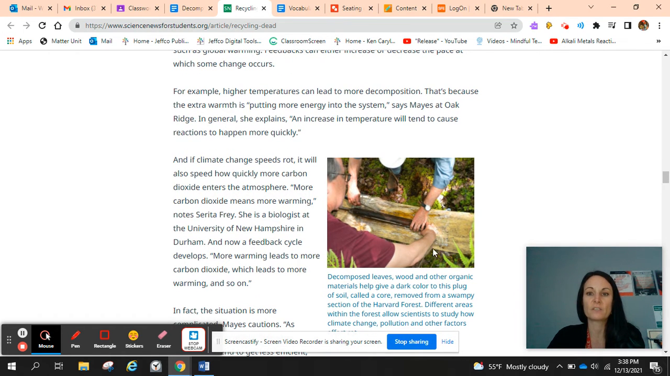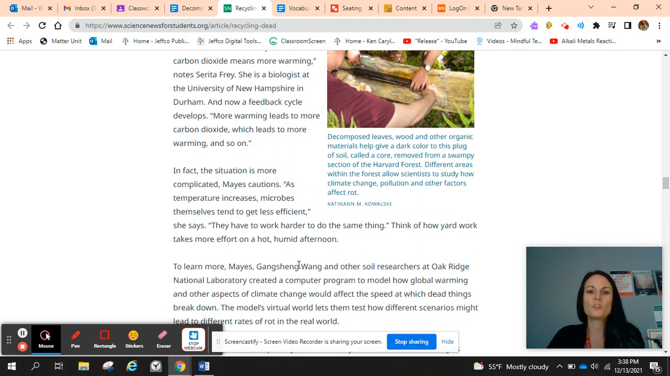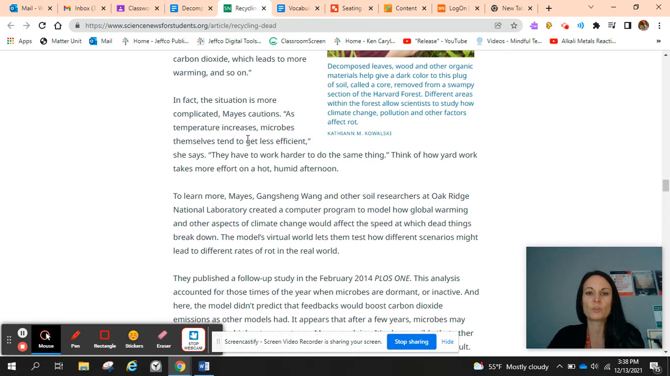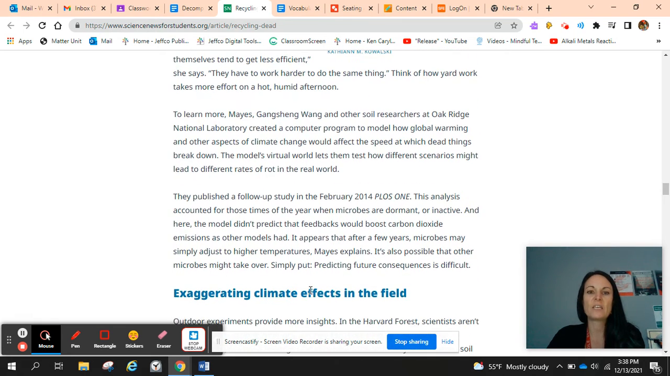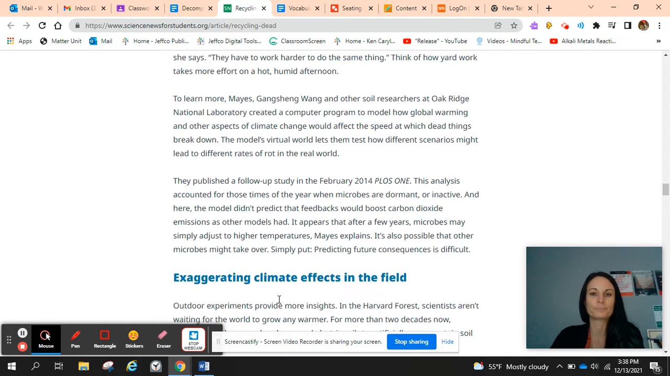And you can see some of the scientists here in some of these pictures. But the situation's more complicated than that, is basically what the rest of this says. And they can't for sure be exact about what's going to happen. So they're continuing to study it. Science is an ongoing field of study in which we don't know all the answers. And so a lot of people's livelihood, like their job, depends on this research that they're doing.